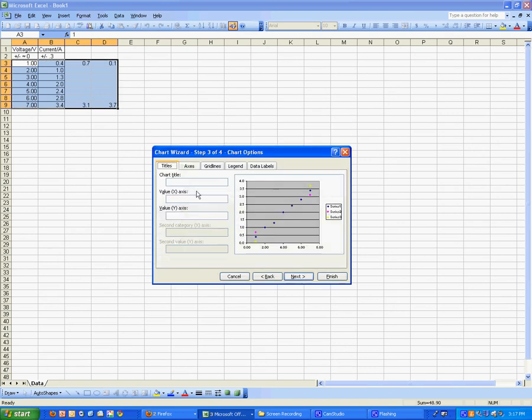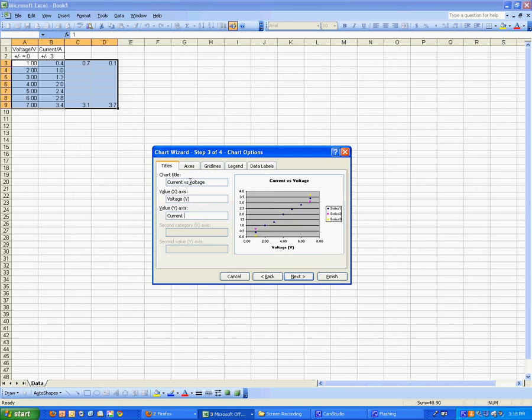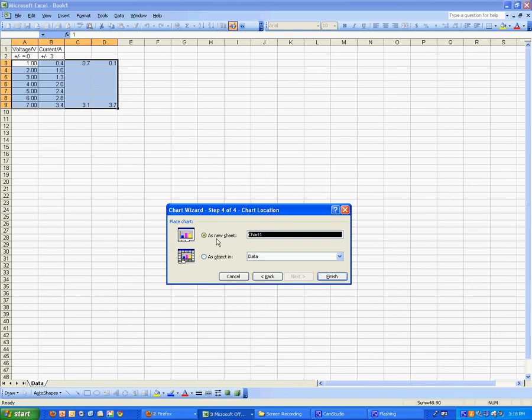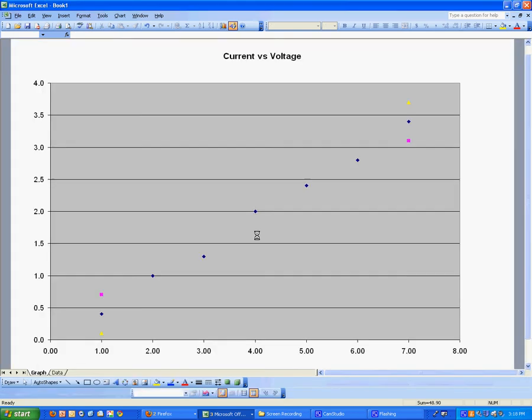Okay. Next, the chart title is current versus voltage, so it's always y versus x, right? The x-axis is in volts. The next one is current in amps, right? And then next one, let's make it a new sheet and let's call it the graph. There we go.